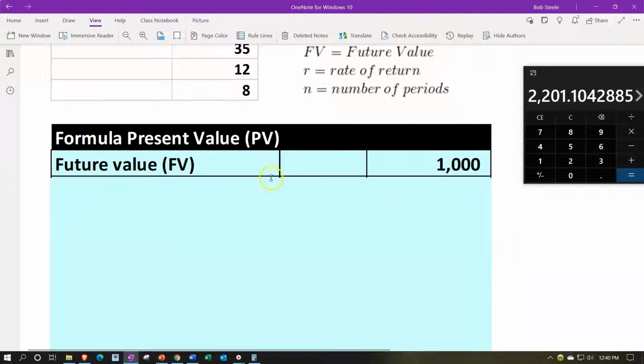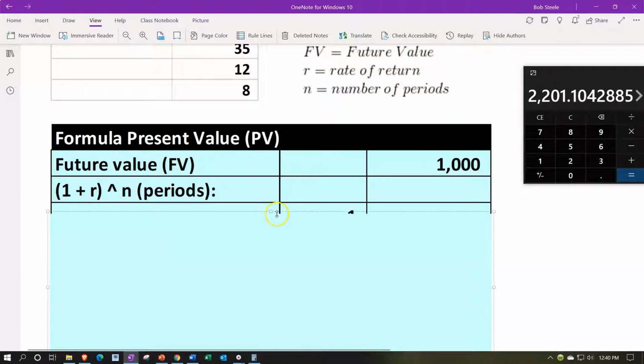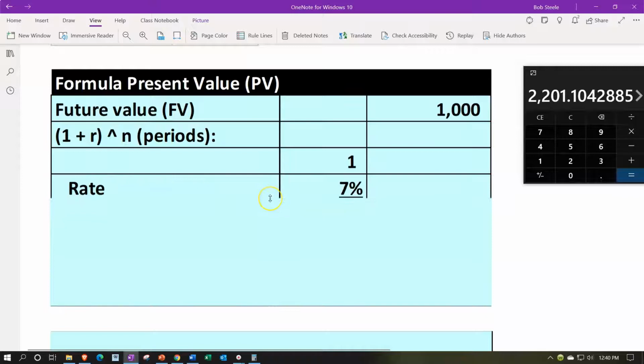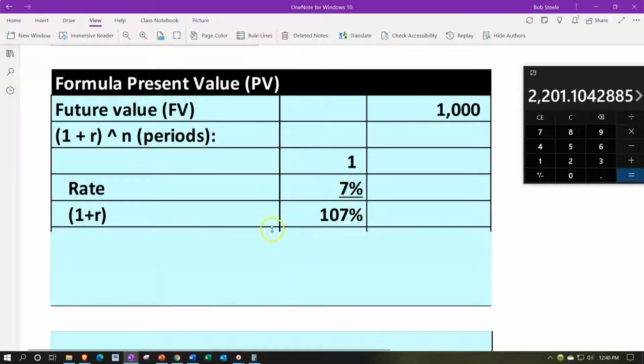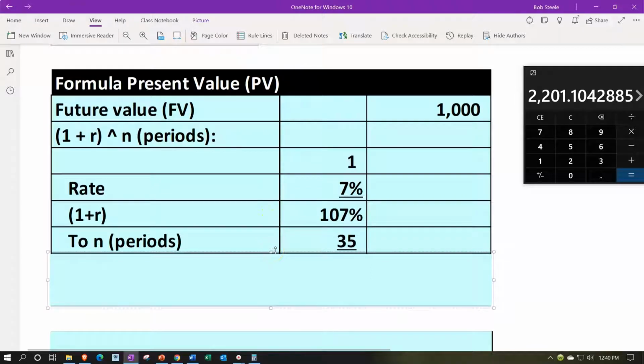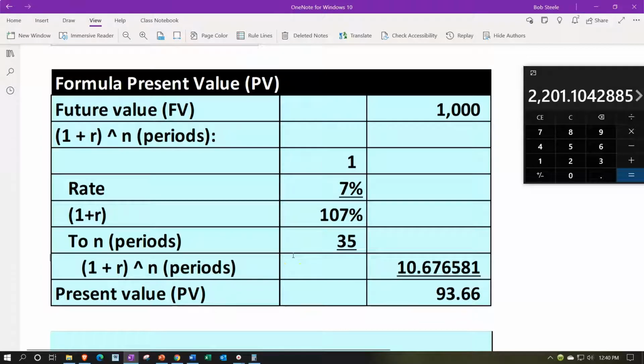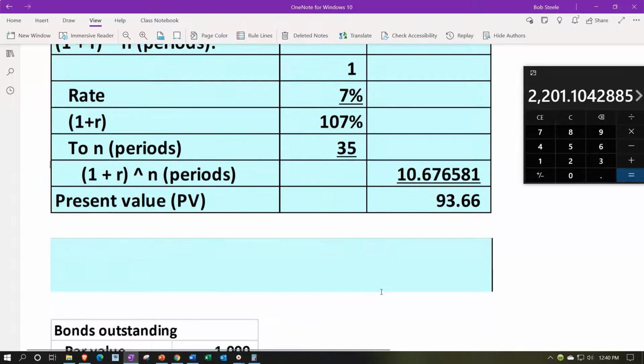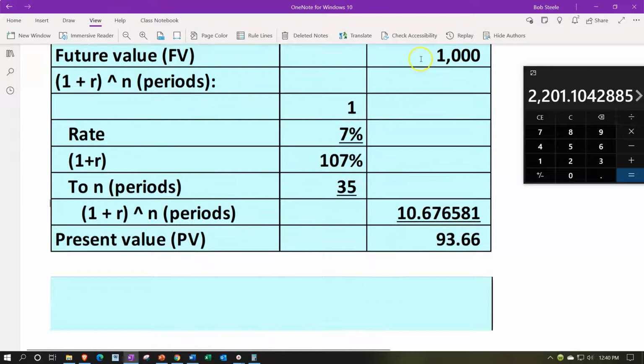This would be a bigger part of the price you would expect. So we would have the 1,000 here. We're then going to take the 1 plus R to the N. 1 plus R, 7% market rate. Adding those up, 1.07. Taking that to the number of periods, or the 35 years. 1.07 caret 35, to the power of 35, 10.676581. Then if we take the numerator divided by the denominator, we get the .9366. So that's going to be the present value of that 1,000, bringing it all the way back 35 years.